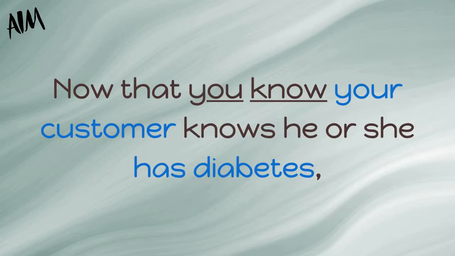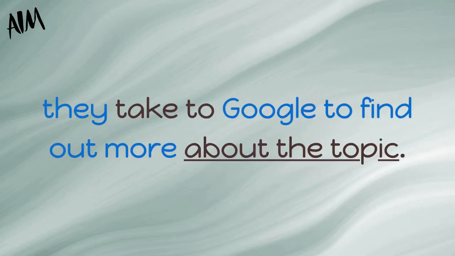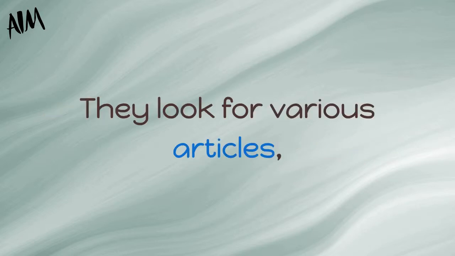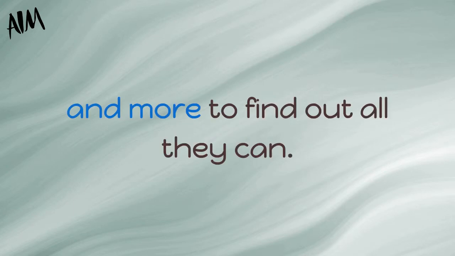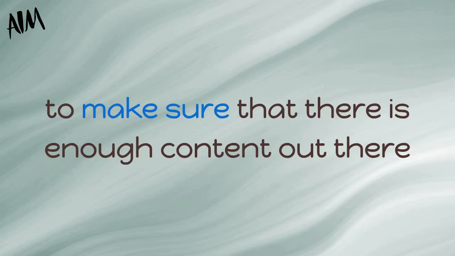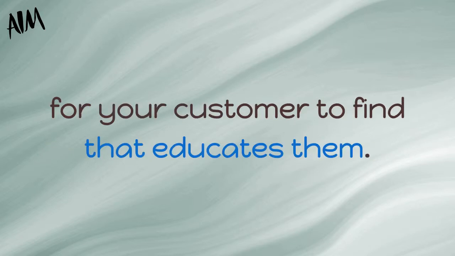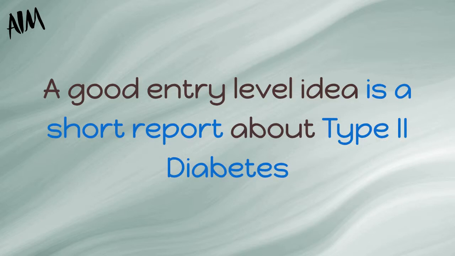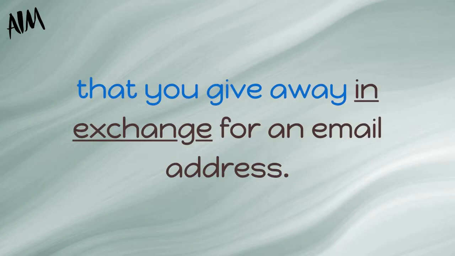Now that you know your customer knows he or she has diabetes, they take to Google to find out more about the topic. They look for various articles, papers, books, and more to find out all they can. At this point, it's your job to make sure that there is enough content out there for your customer to find that educates them. A good entry-level idea is a short report about type 2 diabetes that you give away in exchange for an email address.